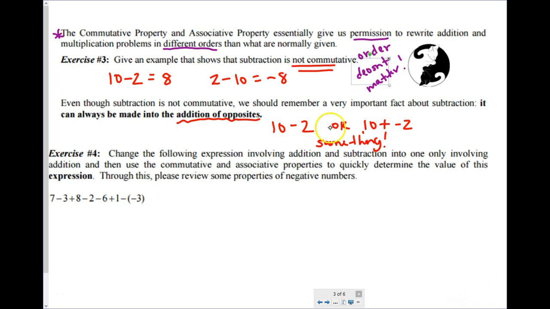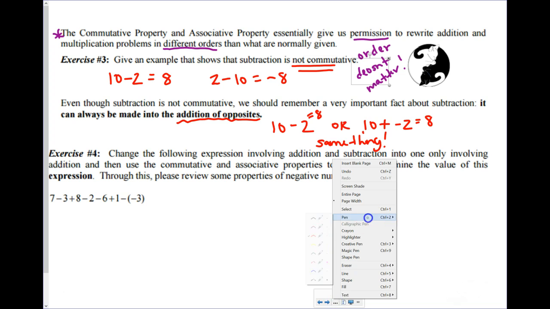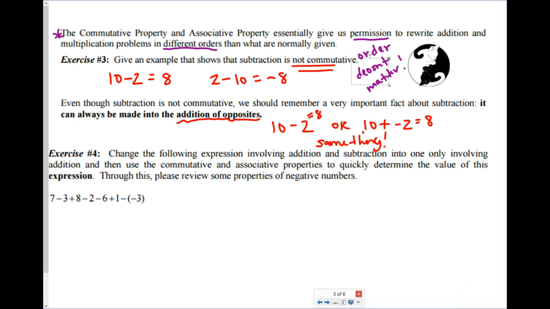Sometimes it's easier to visualize 10 minus 2 as 10 plus negative 2. If you input both of these into your calculator, you will get 8 for both of them. The calculator will read them the same way. It's just what you prefer seeing. If this helps you to do an addition of opposites, then by all means go ahead and do it. And we're going to do some examples of what this looks like here.